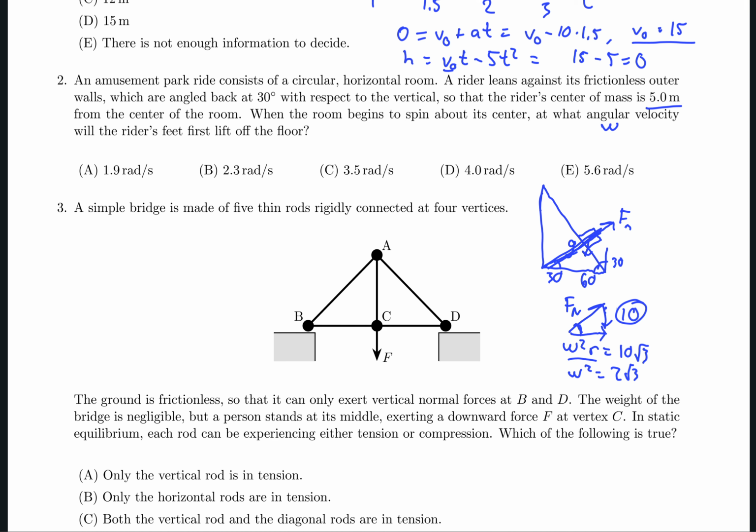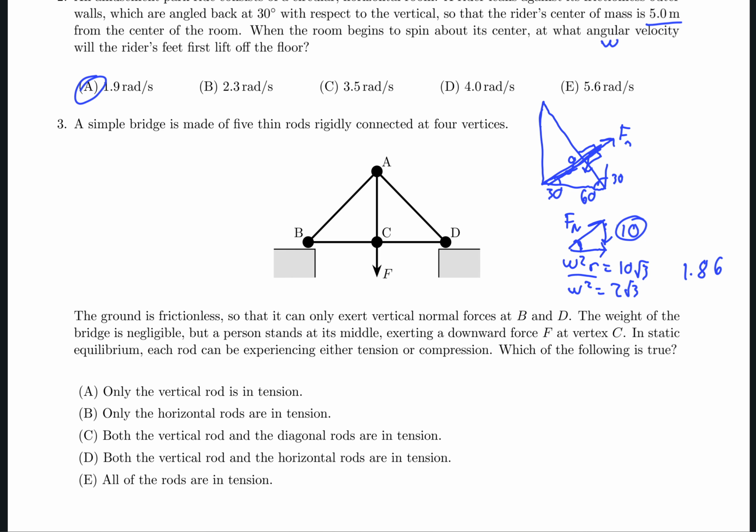Now I'm going to calculate the square root of 2 root 3 using my calculator. It's 1.8612. So I think that means it's 1.9. And great, we've now solved two questions.